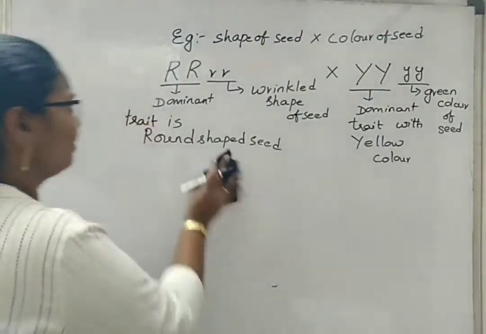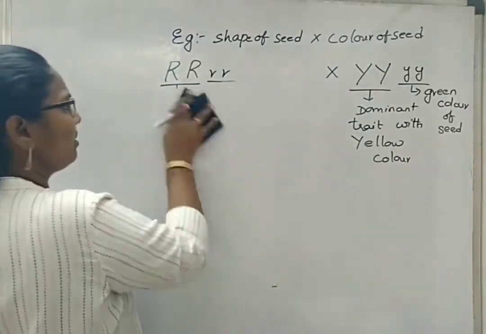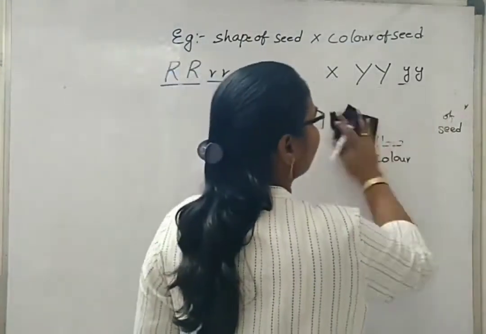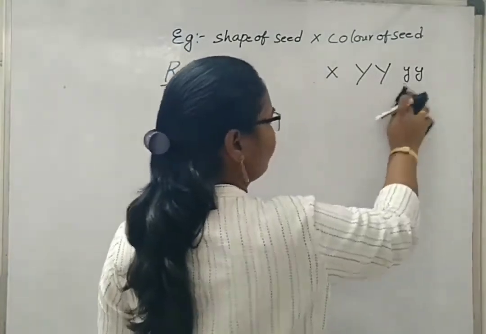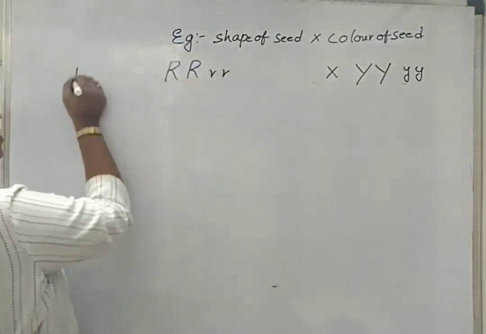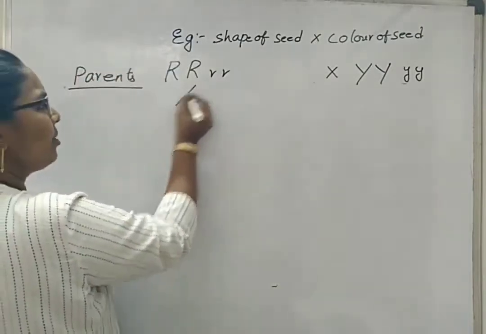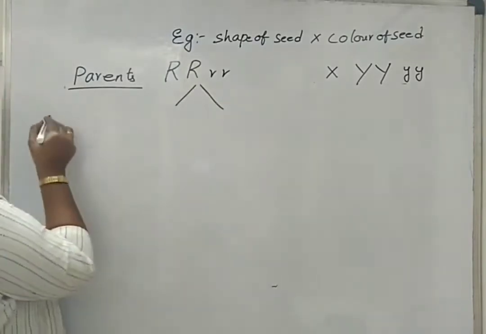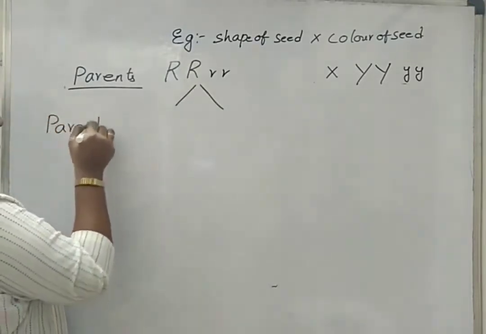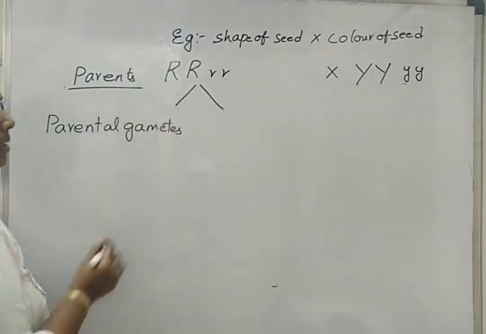Now, let's take two types of these phenotypic characters as parents and do the cross. So these are considered as the parents. Now, let's separate or sort out the gamete forms of these. Now we are writing here parental gametes.